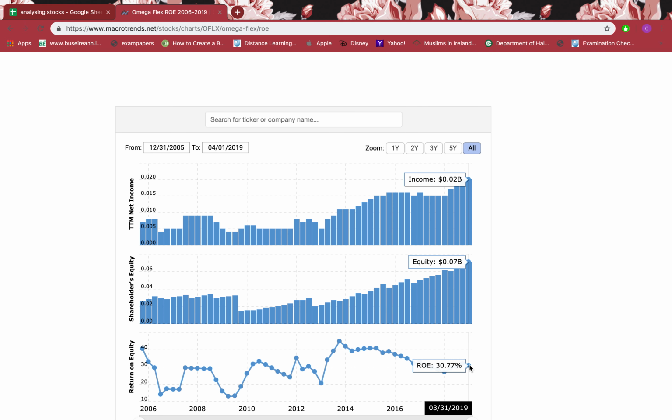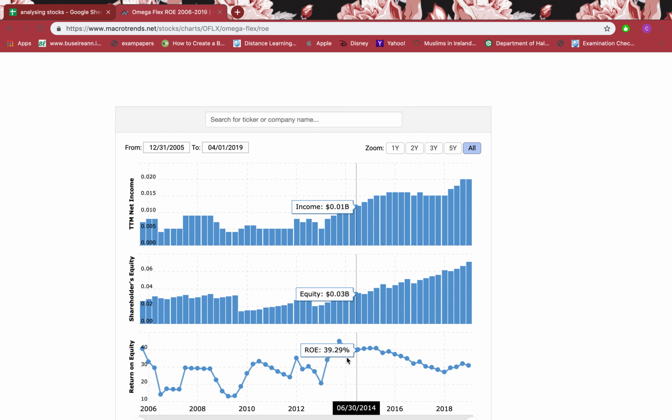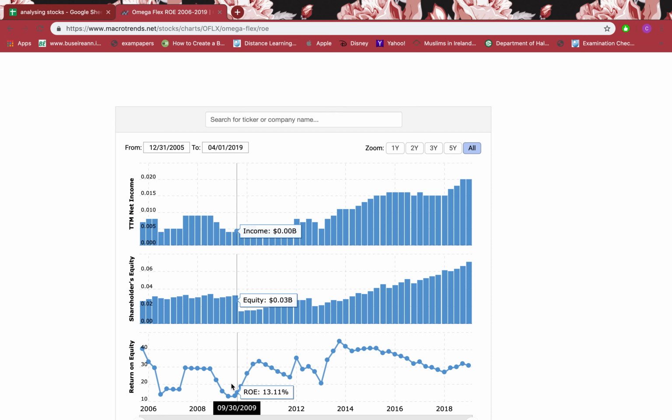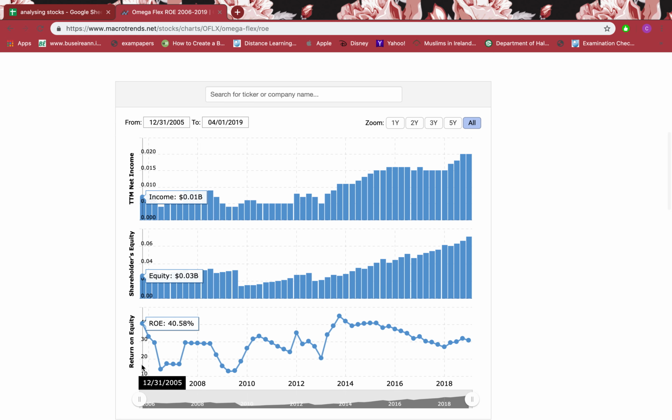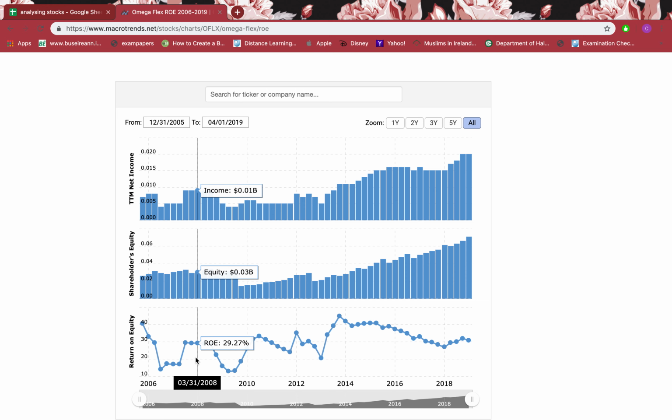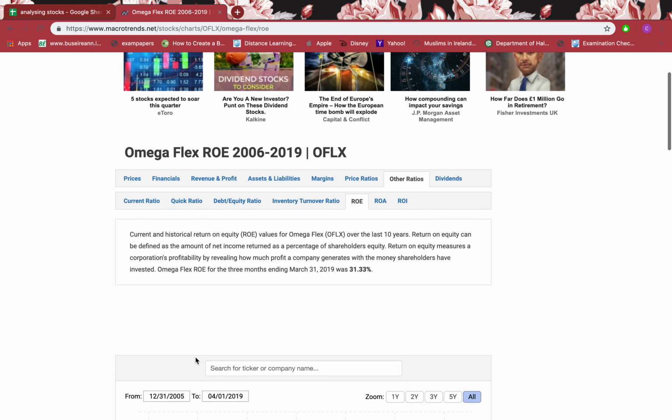Okay, right now it's 30%, which is a lot more than 8%. And let's look at the previous trends as well. So we have the data from 2005 up till now. It has always been above 8% consistently, which is brilliant for the firm.